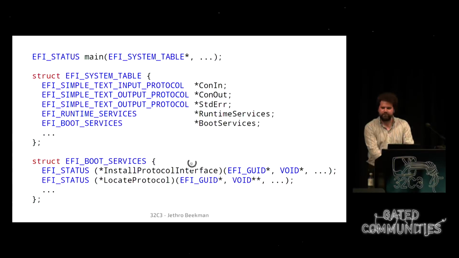The boot services structure contains a bunch of function pointers, including these install protocol interface and locate protocol functions. The install protocol interface allows a module to install a protocol interface specified by a particular GUID, and the interface is then specified by just some pointer. Then later, another module can call the locate protocol function with the same GUID, and they will receive a pointer to this interface that was previously installed by the other module.